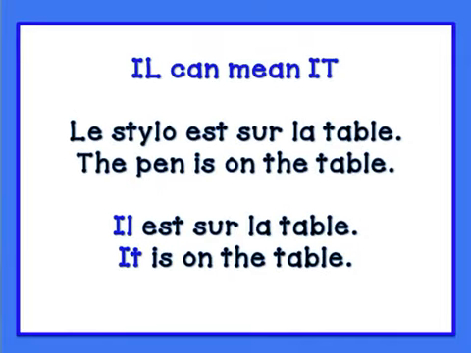Remember that il can mean it when we are referring to a masculine singular object, like le stylo. For example, le stylo means the pen, and you notice it is masculine. That's why it says le, L-E, in front of it. Le stylo est sur la table. So if I want to say it is on the table, I replace le stylo with il. Il est sur la table.